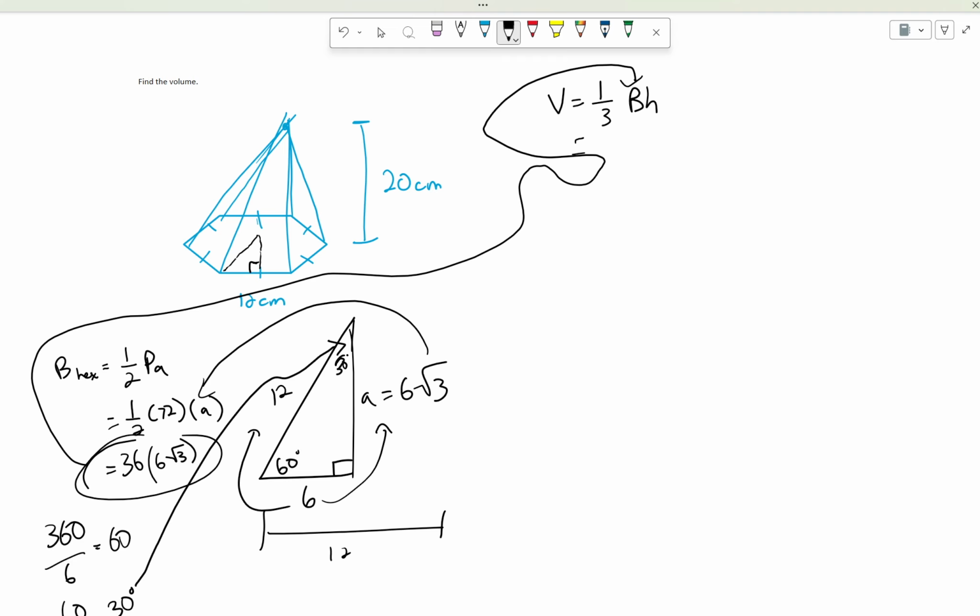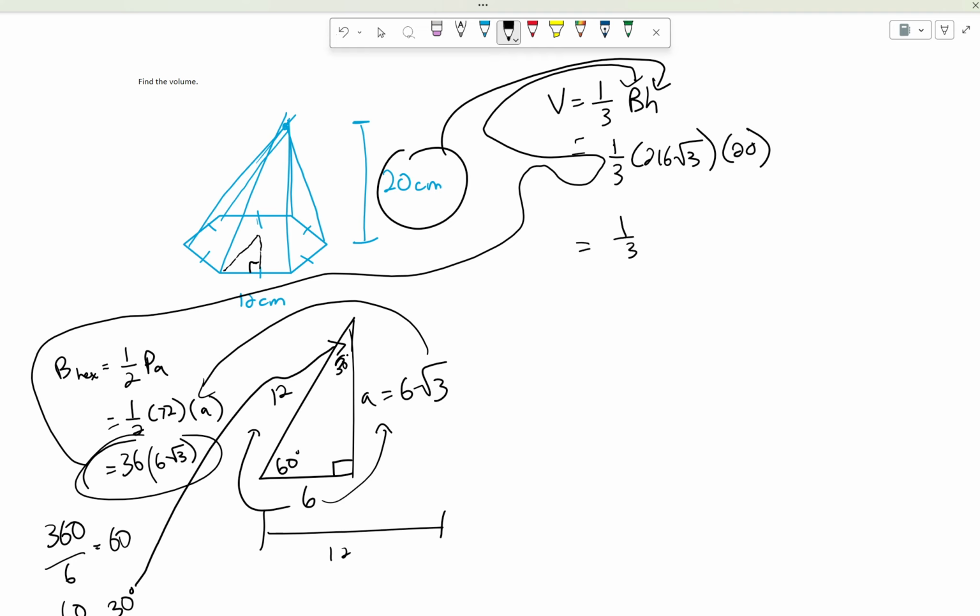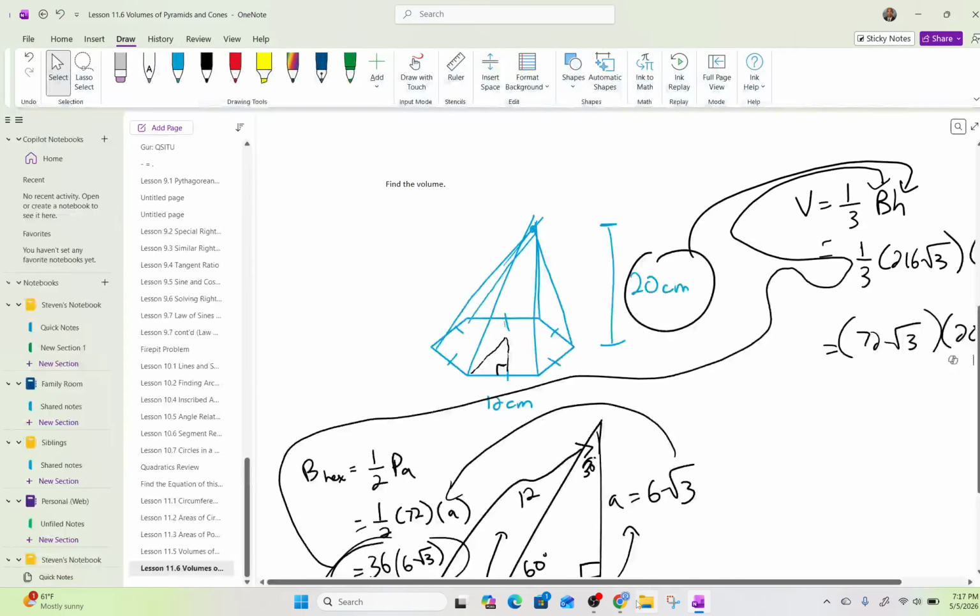It's going to get plugged in right there. It was circuitous, right? 1/3 of 216 rad 3, and then times the height, which is that 20, goes in here. All right. So 1/3, 216 rad 3 times 20. Okay. And 1/3 of 216, well, we just multiplied times 3. This is going to be 72 rad 3 times 20. And then I got to plug that into my calculator one more time.